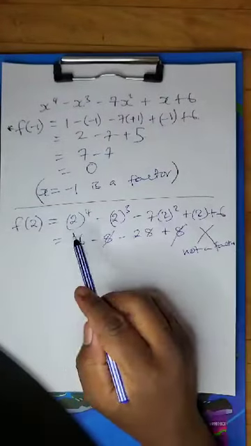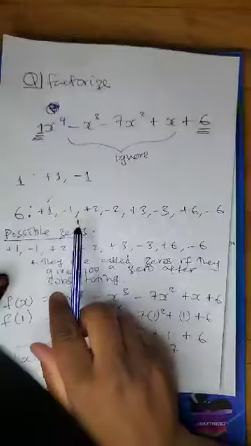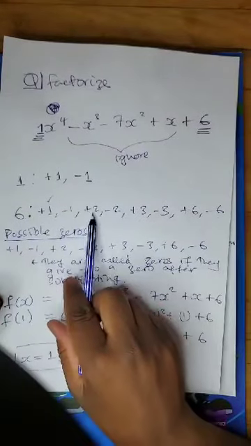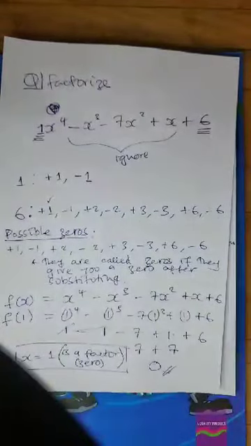So since 2 has flopped, what's the next number that we'll move to? Since +2 has flopped, what's the next number that we should try?